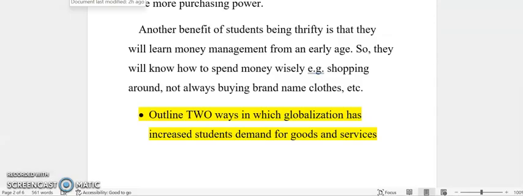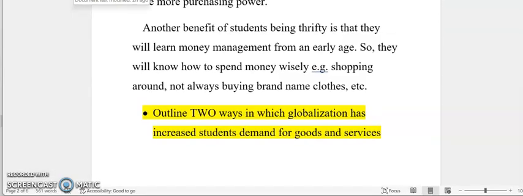Two ways in which globalization has increased demand for goods and services. The question again: outline two ways in which globalization has increased students' demand for goods and services. Now, students, before we attempt this question, we must know the term globalization. What does the term globalization mean? I know you guys know what globalization is. Before answering this question, we also need to define the term demand. What does the term demand mean?